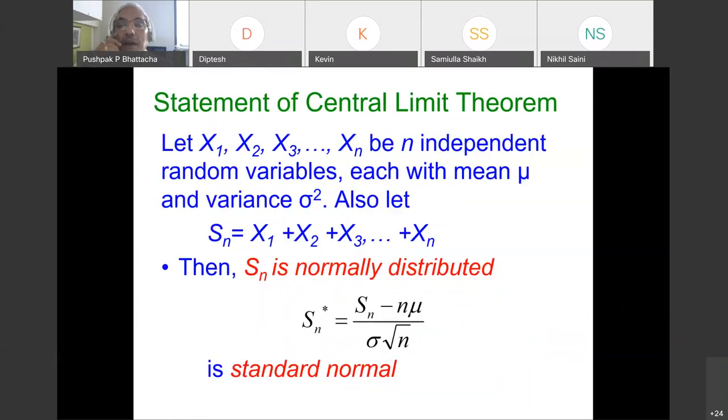Now we come to the central limit theorem statement. Let x1, x2 up to xn be n independent random variables, each with mean mu and variance sigma square. So mu and sigma square are also the population mean and sigma square. Also let Sn equal to this sum.